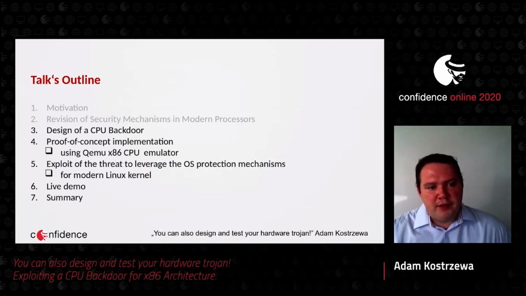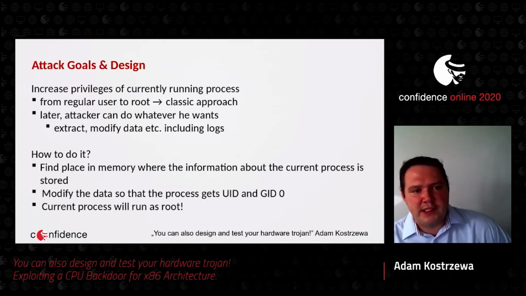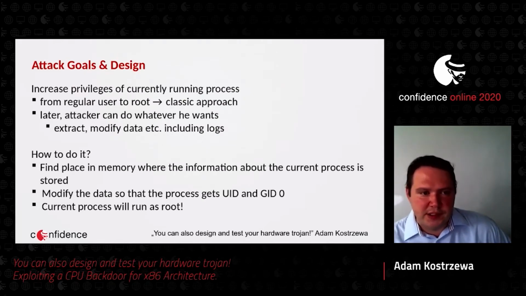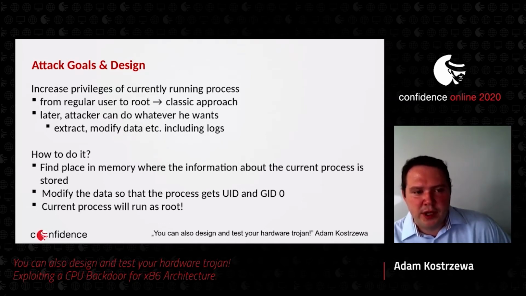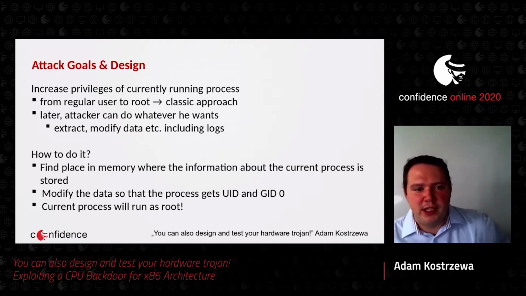So after revision, we may start designing our CPU backdoor. Before we do it, we would like to first establish the goals of our actions. Our idea is as simple as possible. We would like to increase the privileges of the currently running process. So we are logged in as a regular user and we would like to be root. This is the classic approach. I don't have to explain what you can do when you are root.